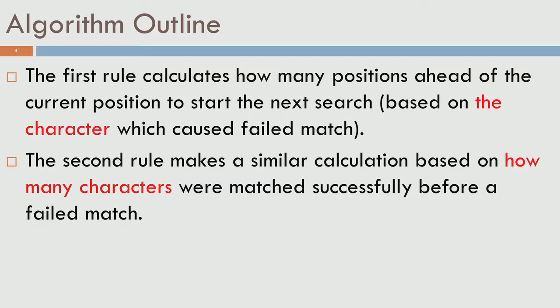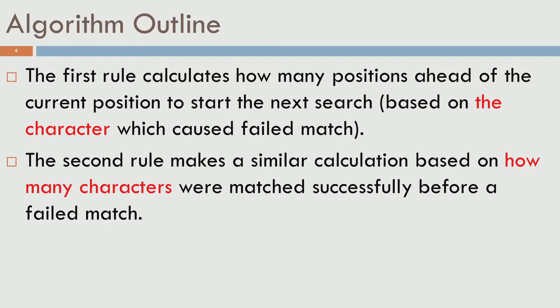So, let us just discuss this shifting. Of the two rules that we just spoke about, the first rule tells us how many positions the pattern P should be moved to the right for the next pattern matching exercise or for the next search. Now, this depends upon the character with which a match failed.